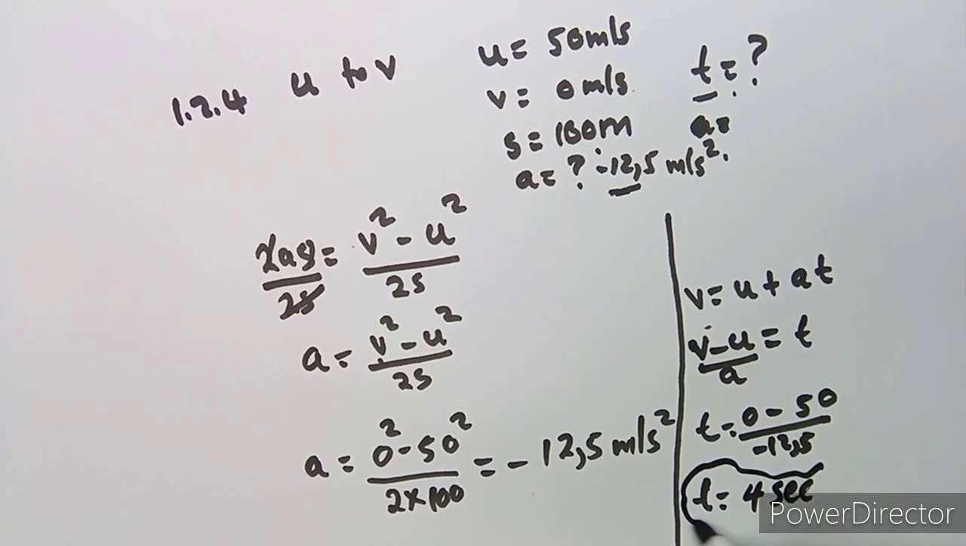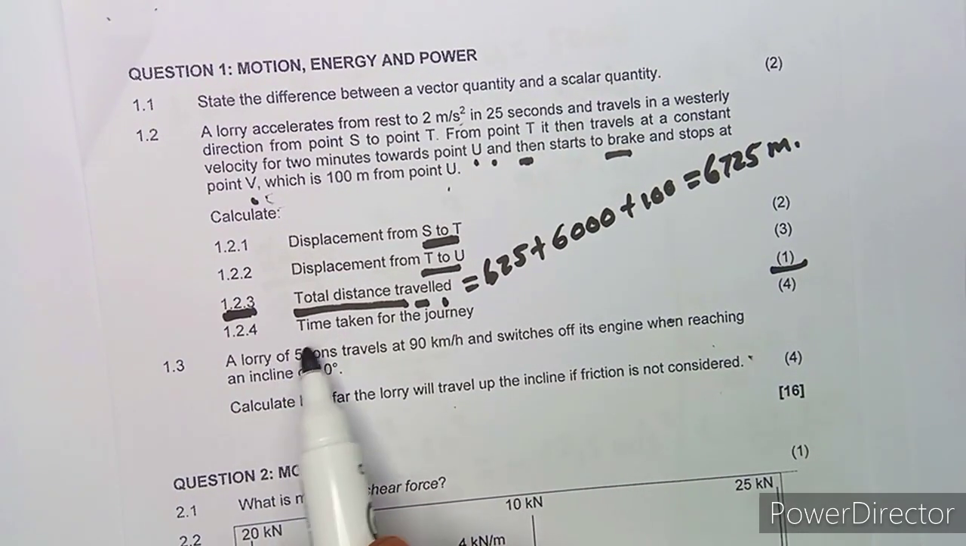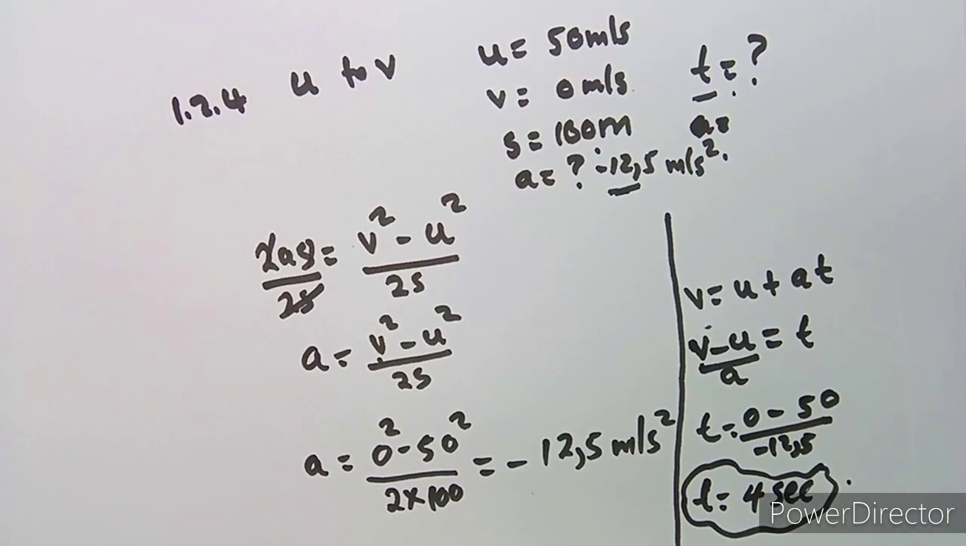All right, this is not the answer that we are supposed to write. Let us go back to the information and answer the question. Where is our question? Okay, here. The question is saying we must calculate the total time for the journey. The only thing that we did now is to calculate the time that is between these points.